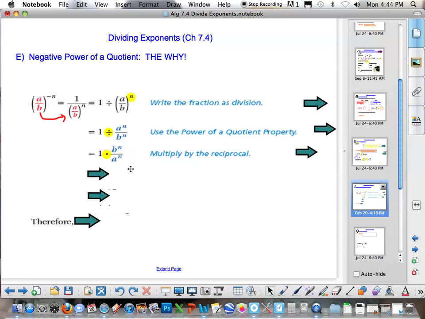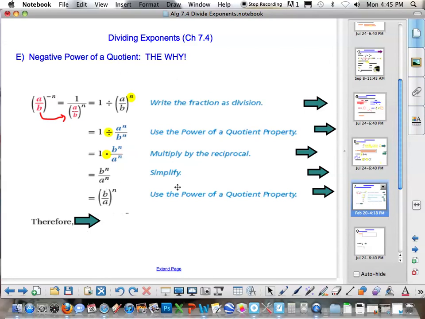Now, anything that's multiplied by 1 is the same thing. Okay, multiplied by 1 isn't going to change this at all, so this is really just b to the n over a to the n. And now I'm going to go back and do the opposite of this power of a quotient property, and because I have an n here on the top and an n here on the bottom, I can kind of pull that out and put it in the parentheses. And now I have b over a to the n.